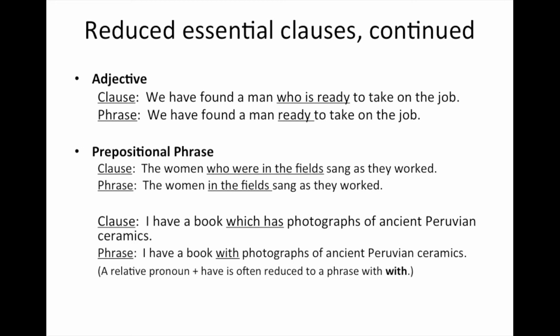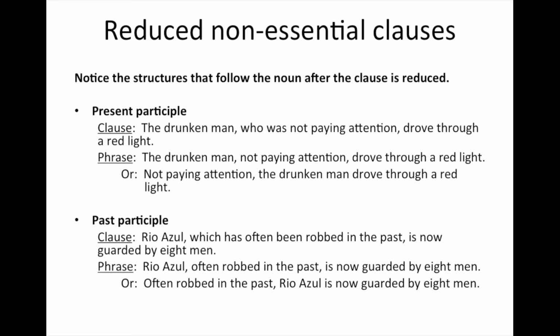And again, this slide continues with more examples of reduced essential clauses. Here's some examples of reduced non-essential clauses. And notice again what structures are left after making the reduction. Non-essential clauses will always contain commas even after the reduction.